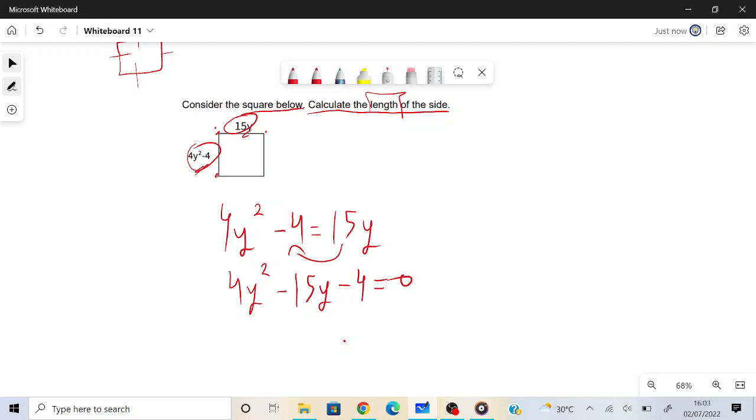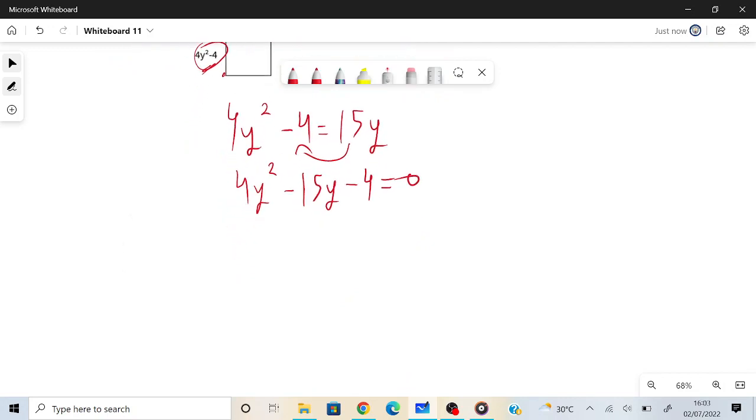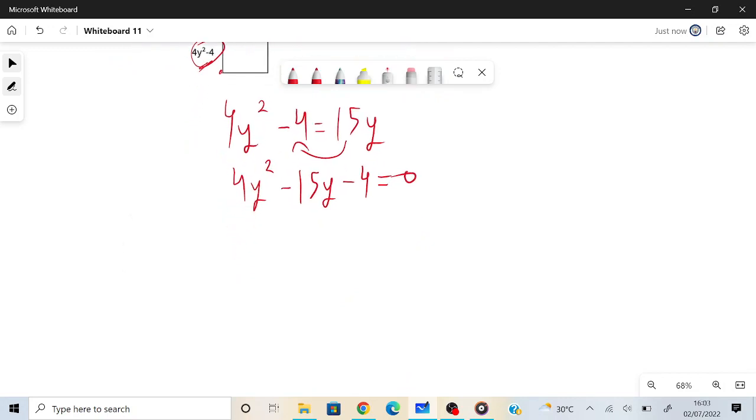And if you are not comfortable solving quadratic equations, you can look at my video on solving quadratic equations using both the formula method and the factorization method. So I'm not going to explain how we do it in this video, because this is not the purpose of the video. The purpose of this video is to form and solve algebraic equations.